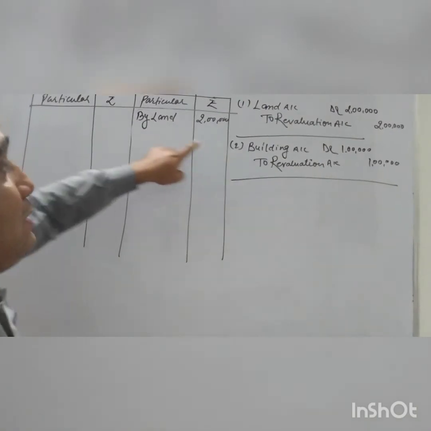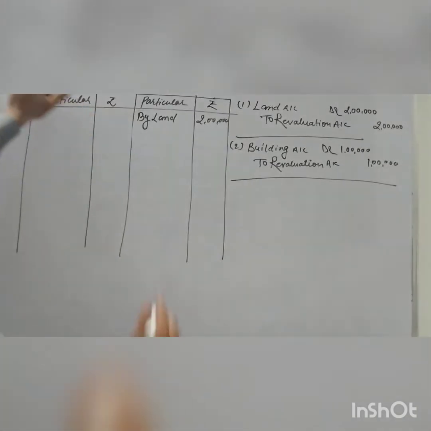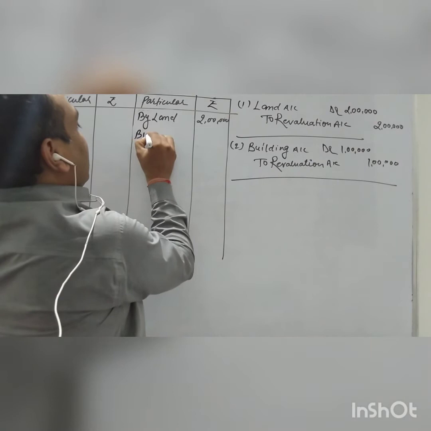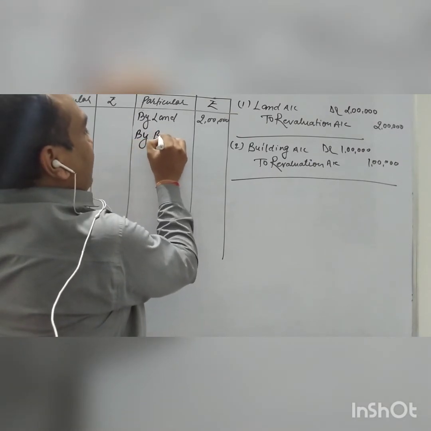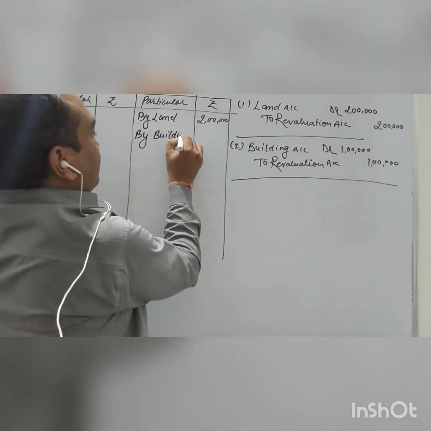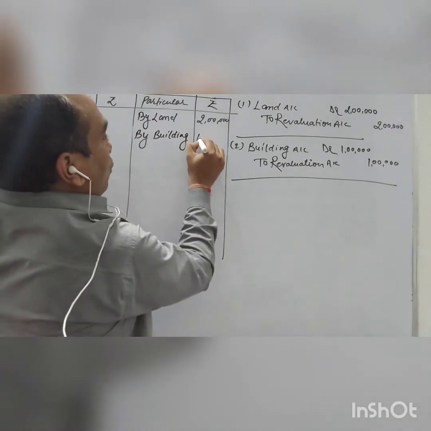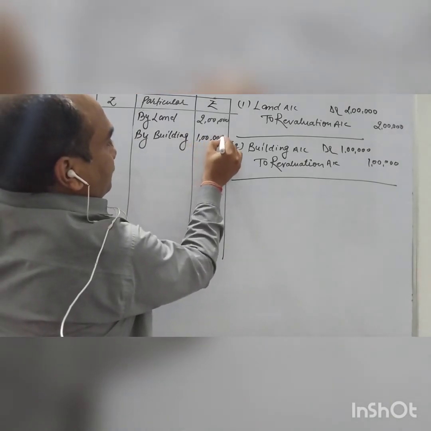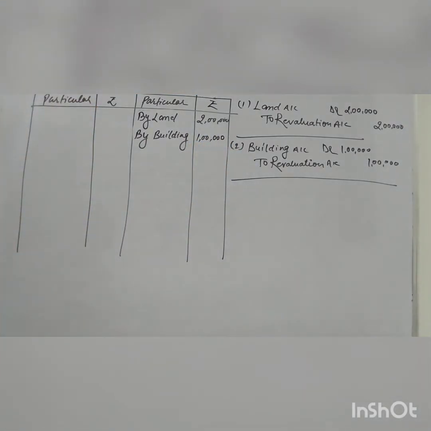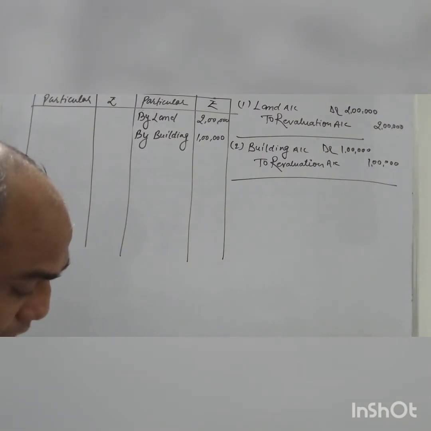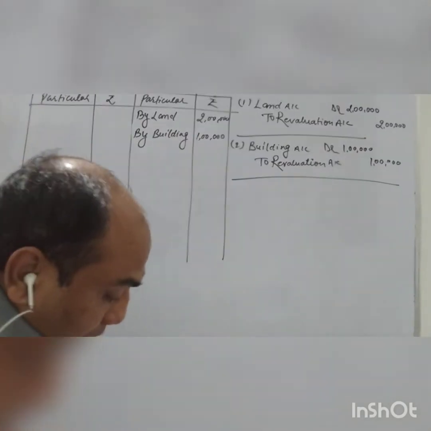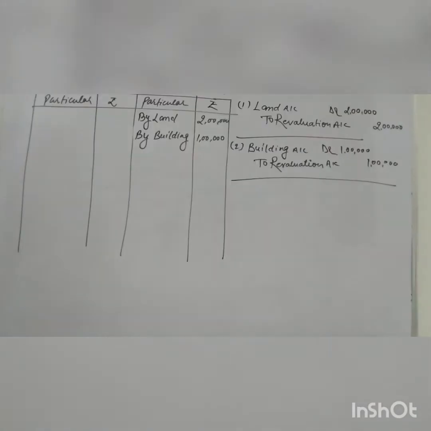Revaluation is credit side. So in the revaluation ledger account we will post over here in the credit side by building. How much? 1 lakh rupees. Okay. And next adjustment given over here, third number. The market value of machine is rupees 2,50,000. Now, market value of machine 2,50,000.